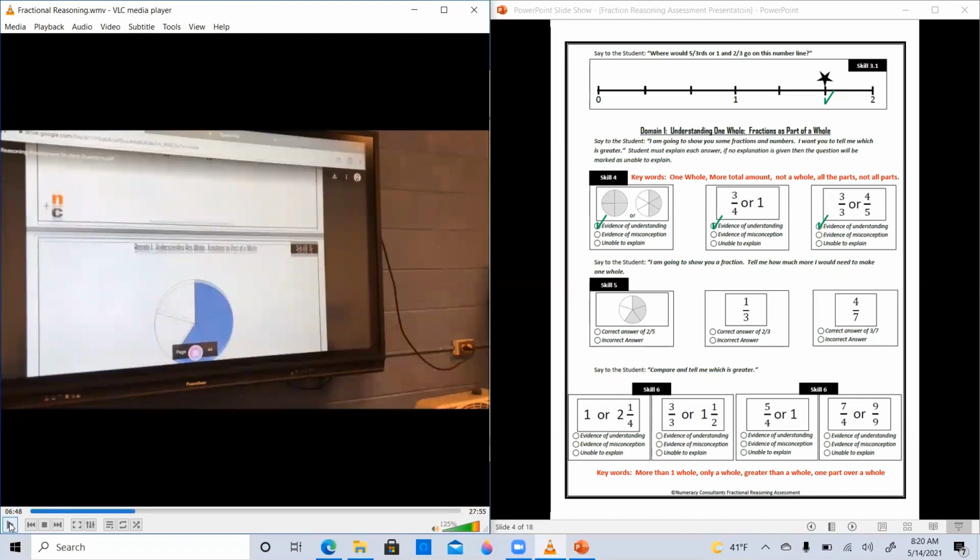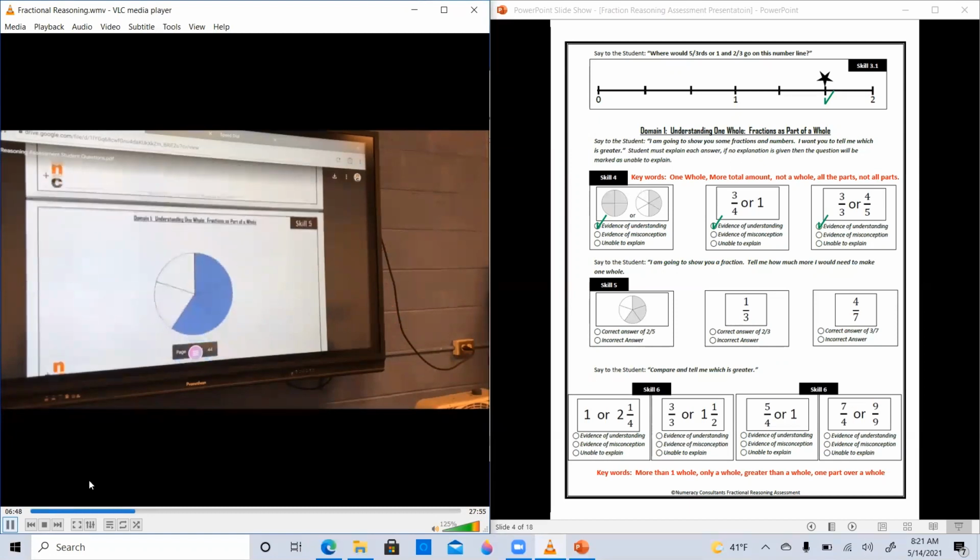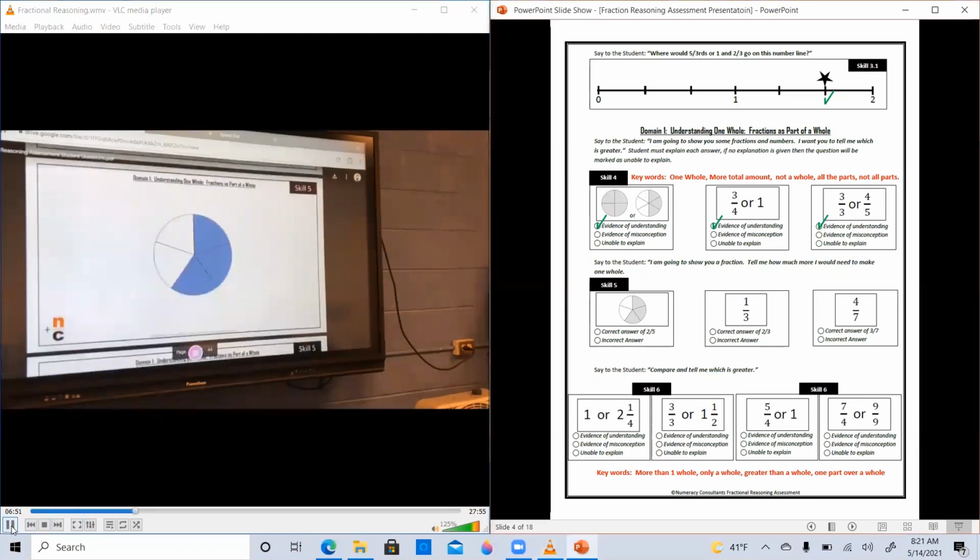Again, it's very hard for kids to verbalize this. He acknowledged that 3/3 was a whole and that 4/5 was not. And that's what you're really looking for. All right. How much more would I need? Skill 5 has to do with completing one whole. So when given the fractional part, do they understand how much more you need to make it one whole?